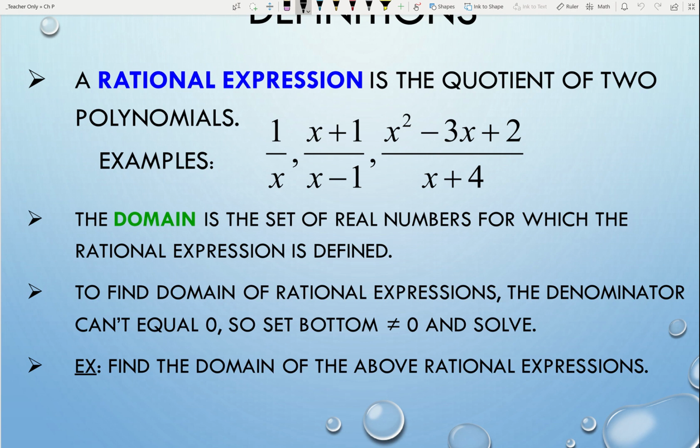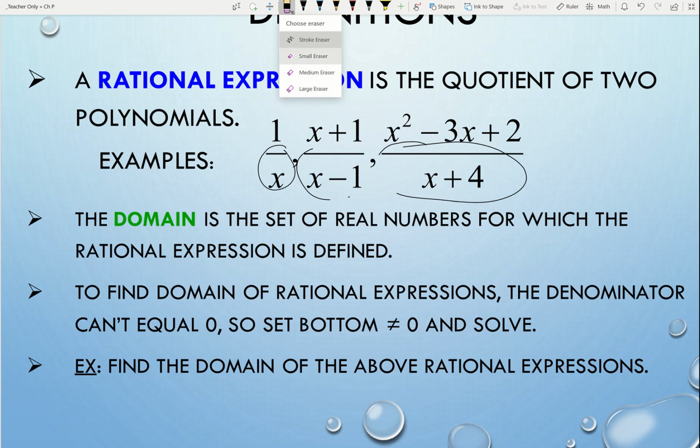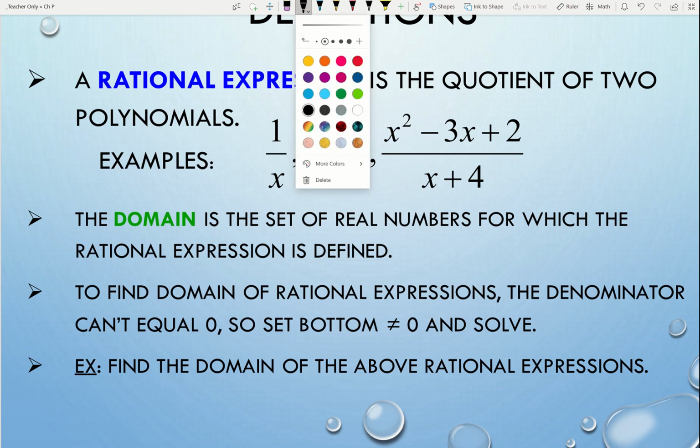So let's first talk about domain. Domain has always meant the set of numbers that you're allowed to plug into your function. And since each one of these rational expressions has a denominator, one of the things that we need to think about is dividing by 0. That's something that we can never do in mathematics, and so when we talk about the domains of these types of functions, that's definitely the main thing that we need to keep in mind.